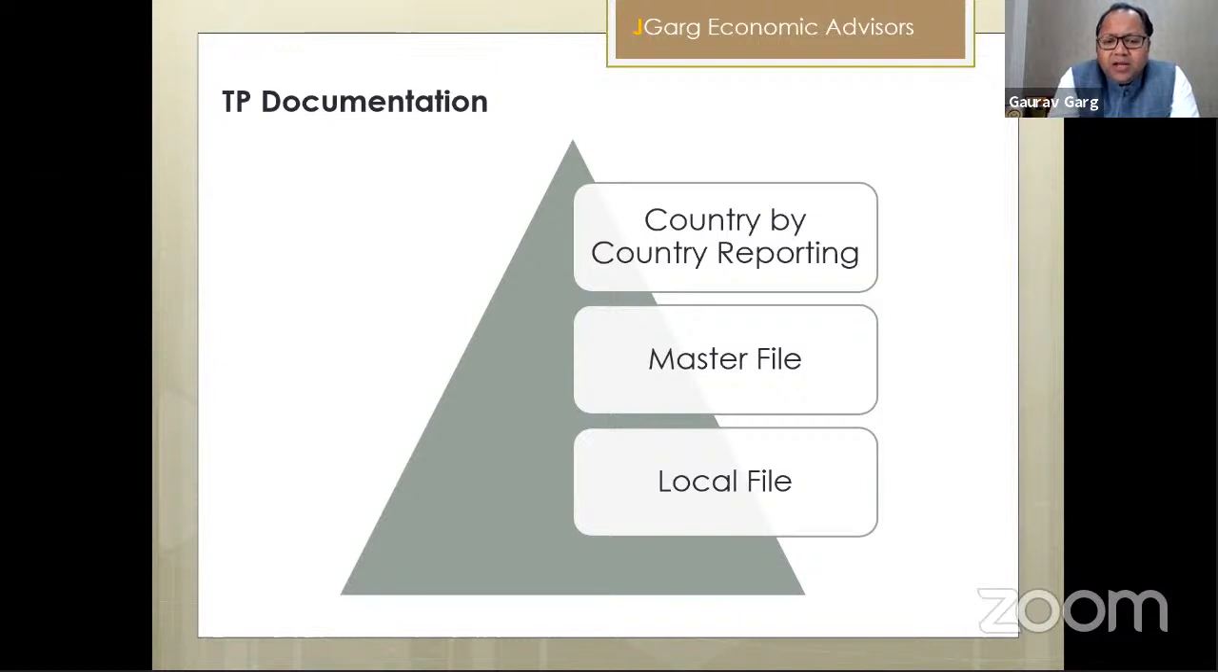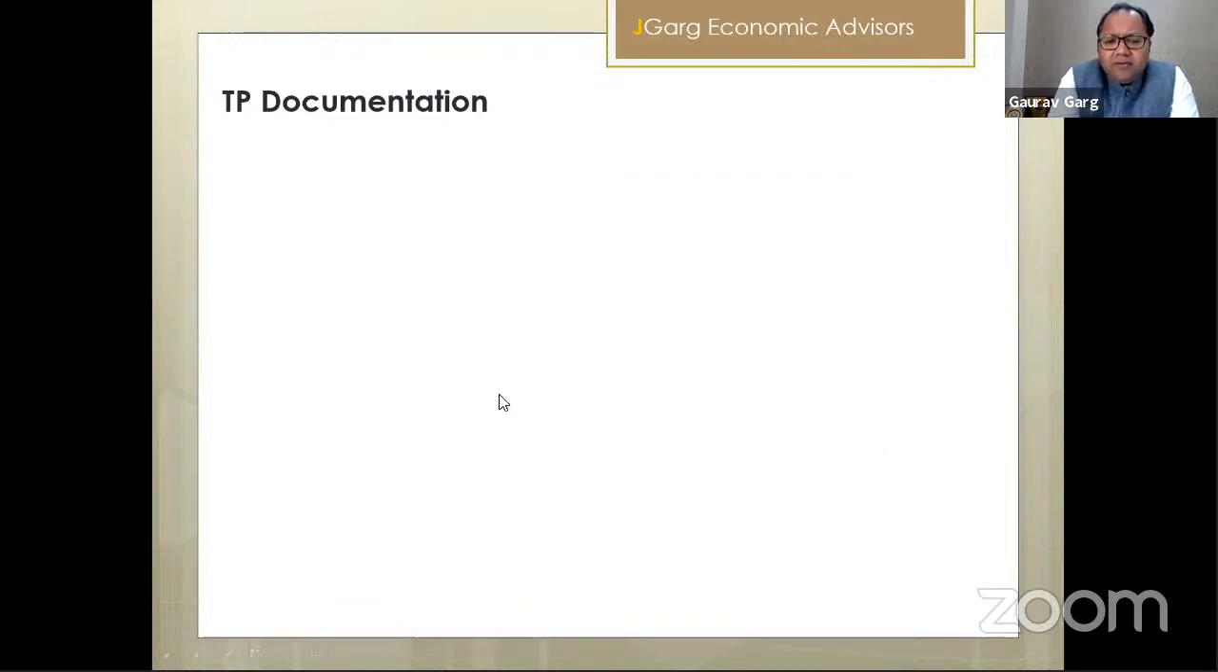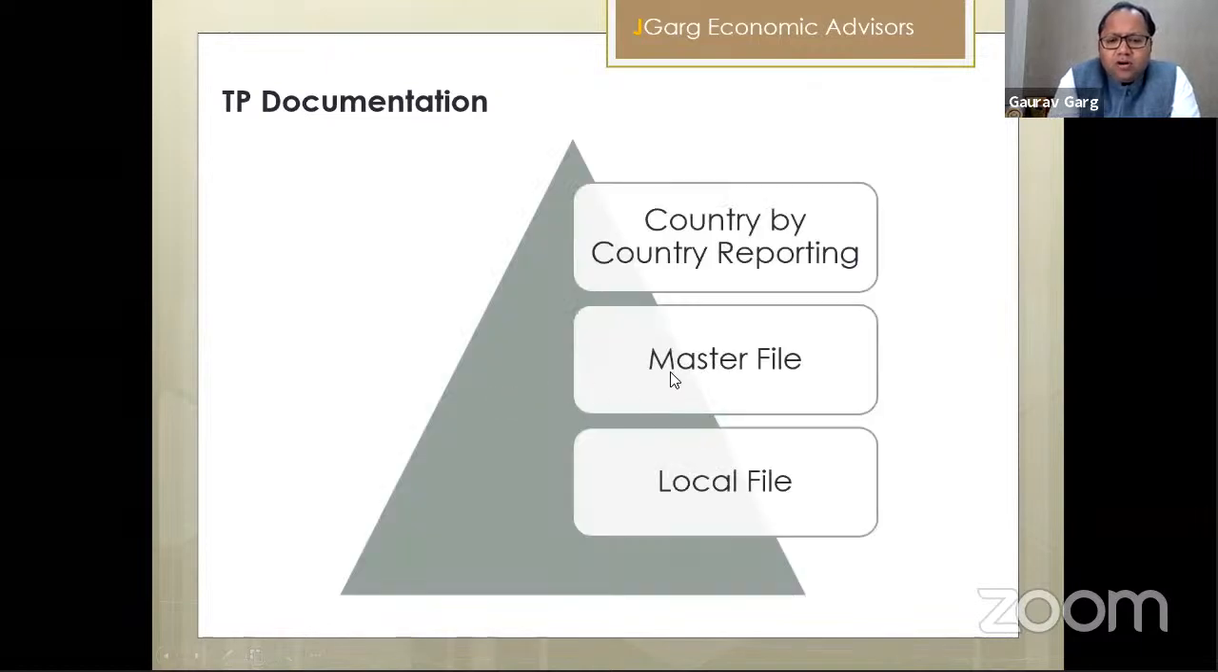The applicability may depend upon country to country. One country may have certain thresholds for local file, may have different thresholds for master file, and for country by country reporting, generally we try to follow a global threshold, but still we may see some 5-10% up and down. And few countries may not have even a threshold for the master file or local file.